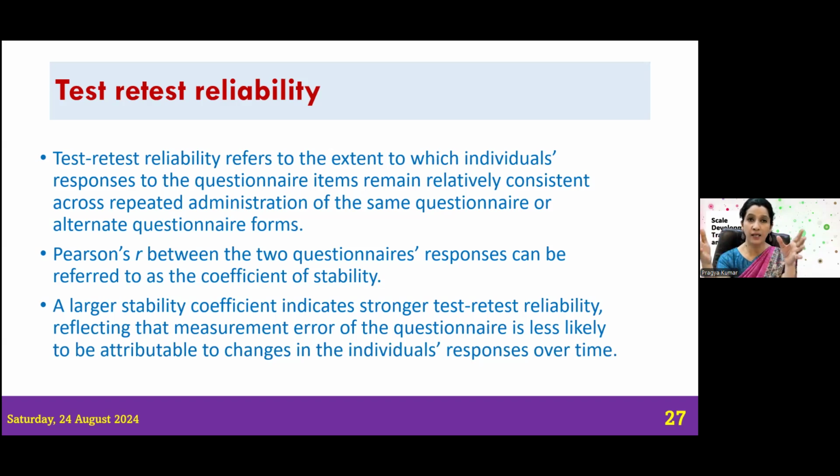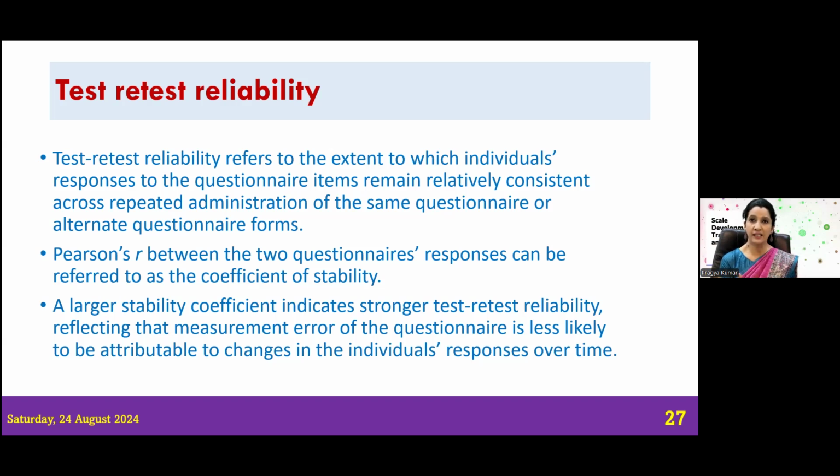So either you can give the 2 types of tests to one person at the same point of time, or one test at regular intervals. And then you calculate the correlation coefficient, which is the Pearson's R, between the 2 questionnaires. And then you refer to that as a coefficient of stability. Why stability? Because it shows the temporal stability, that the scores are persistent over time. And a large stability coefficient indicates that there is a strong test retest reliability.